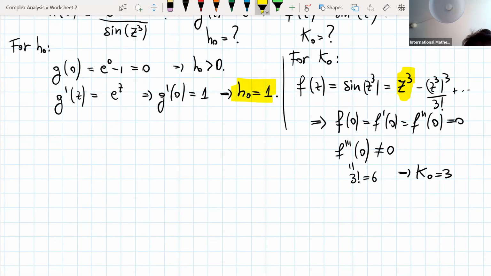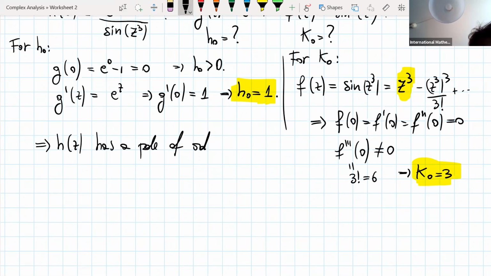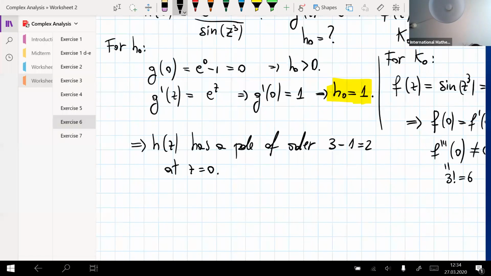So we have now h0 is equal to 1, k0 is equal to 3. So this implies that the function h(z) has a pole of order 3 minus 1, so equal to 2, at z equal to 0. Okay, so this finishes the application of this exercise.